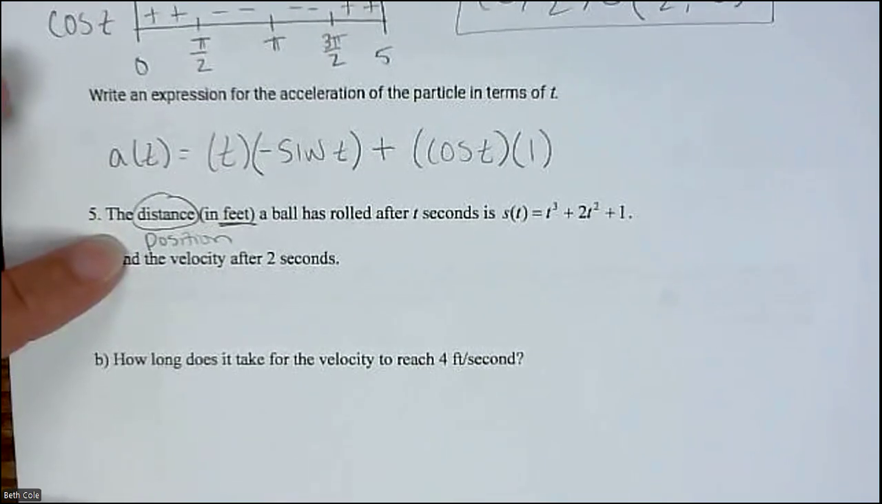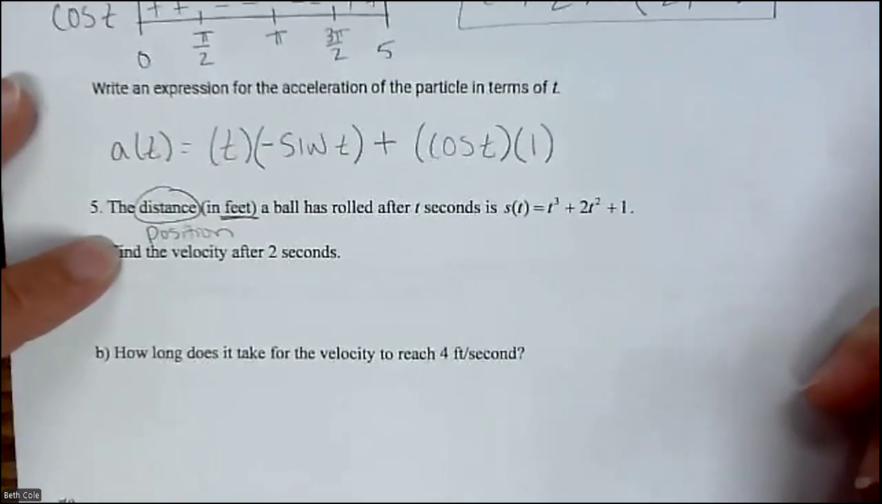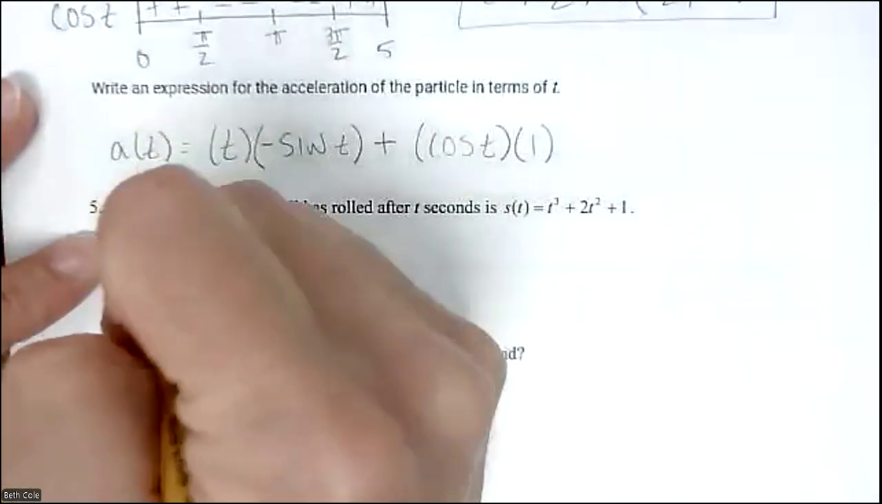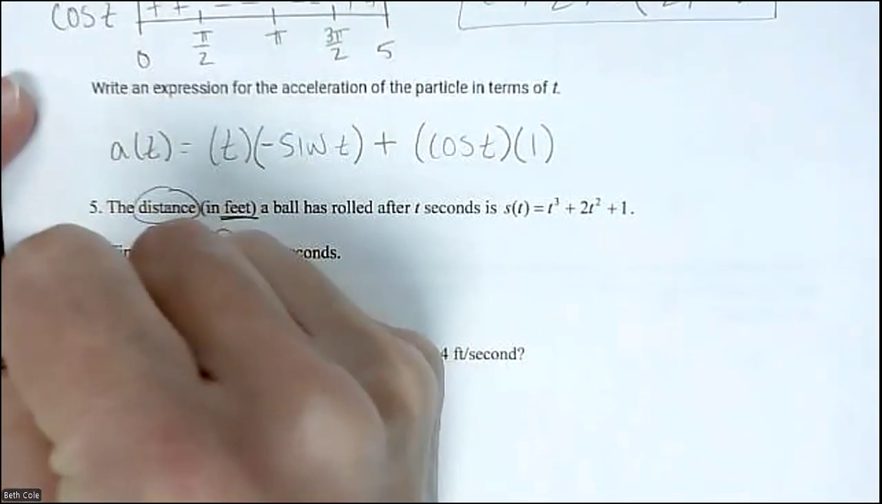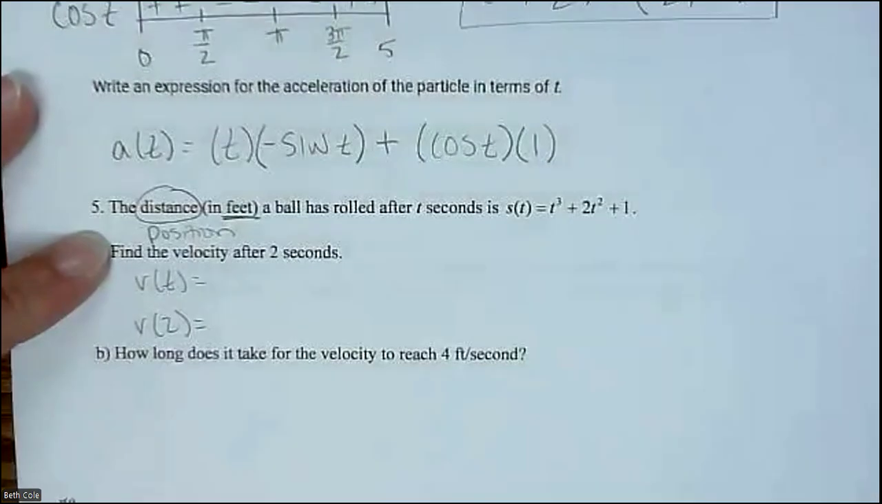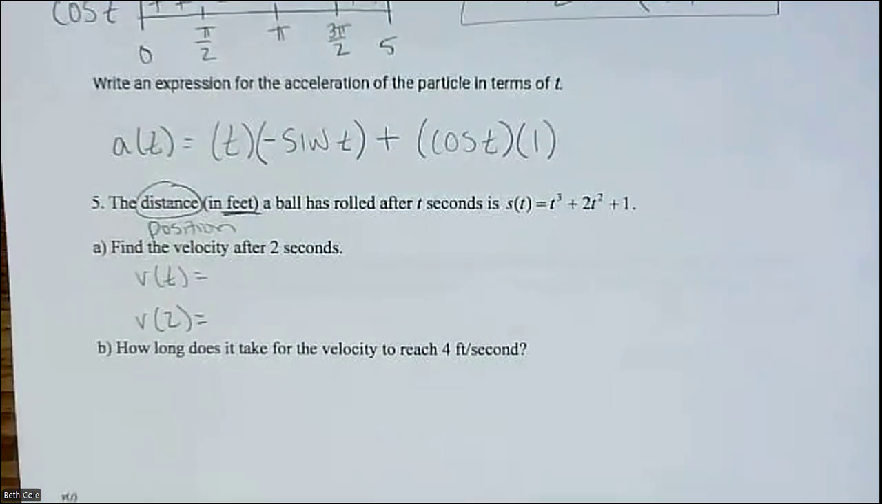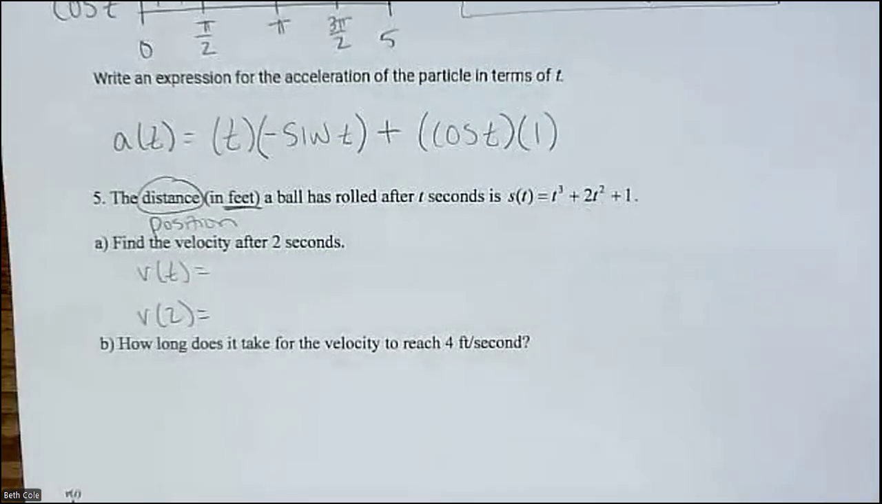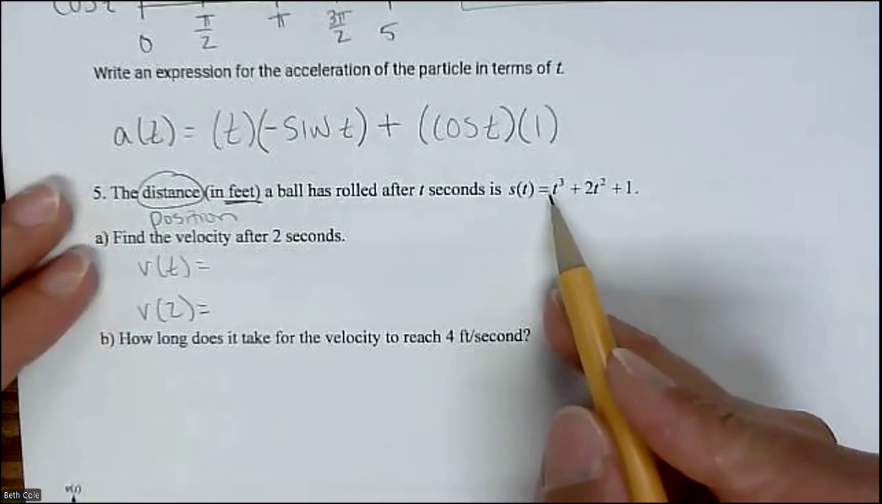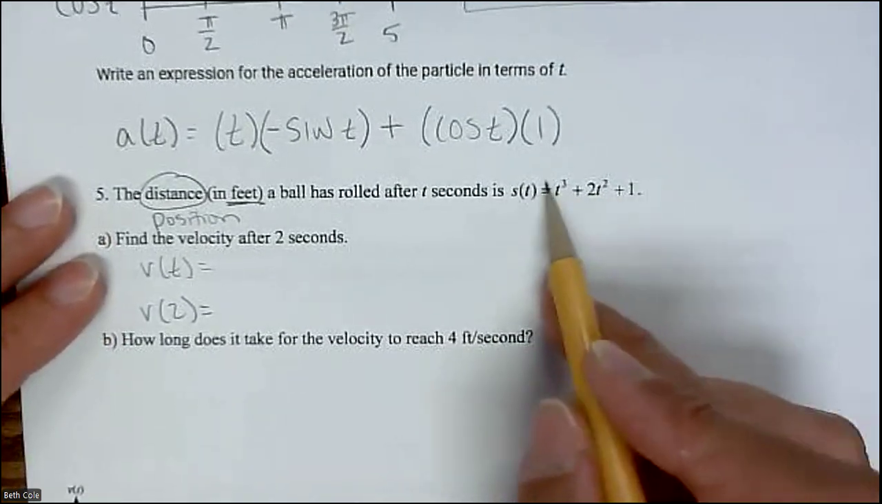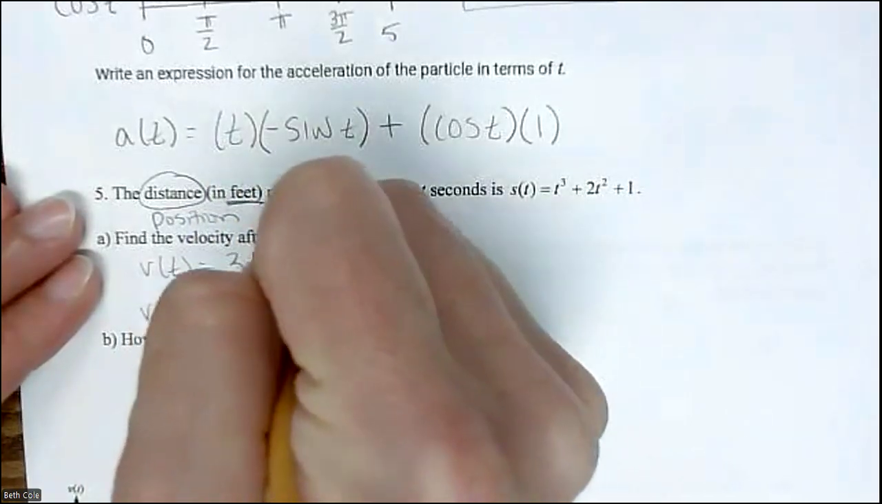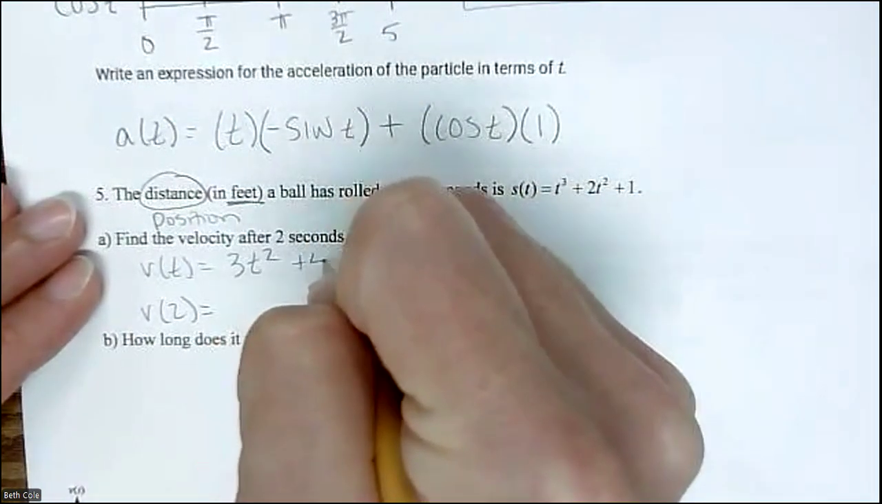All right. Find the velocity after 2 seconds. What are we going to do? Find the derivative. Perfect. Again, interpreting what on earth you're supposed to do is most of the battle. If you can figure that out, then usually you're okay. And usually the derivative isn't too bad. What is our derivative of this guy? 3t squared. All right. 3t squared plus 4t.